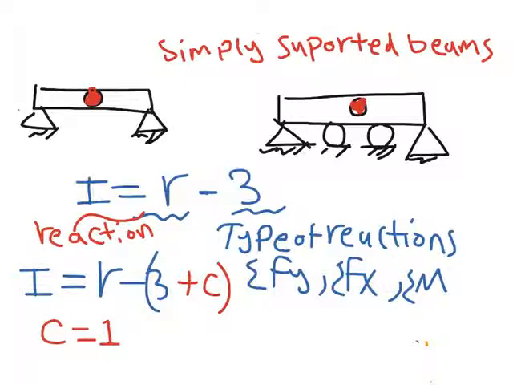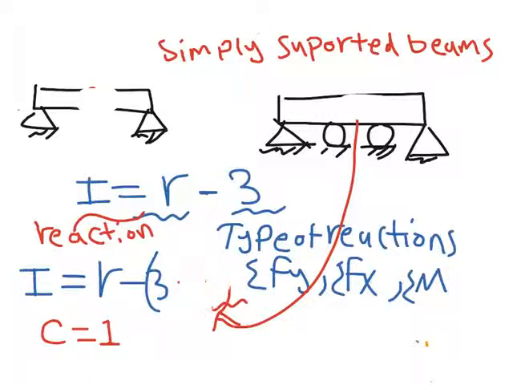A really important note here is that if we have a hinge between those supports, this hinge is going to affect this equation, and we denote it by C. So I equals R minus 3 plus C. If we don't have those two hinges, then this part of the equation disappears. If we have those hinges, then we should add this value of C into this equation.